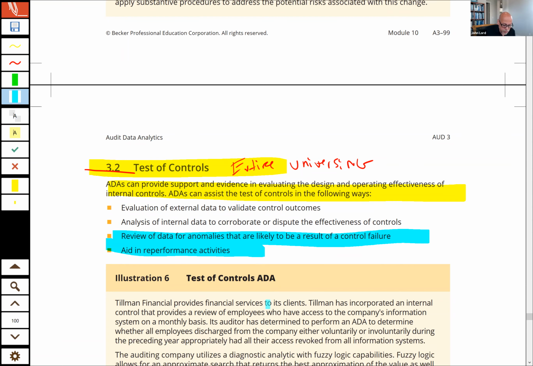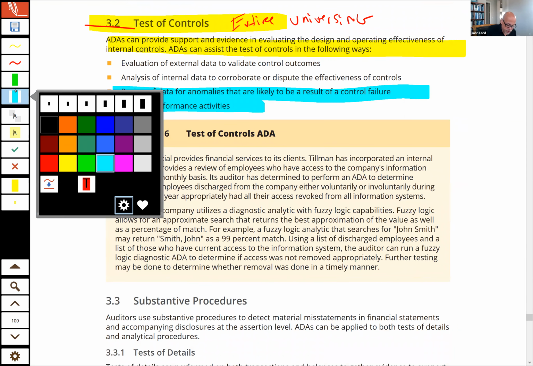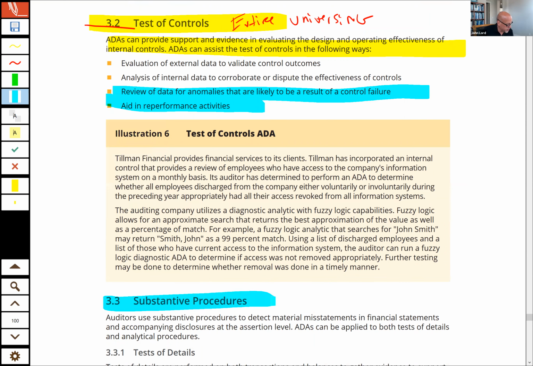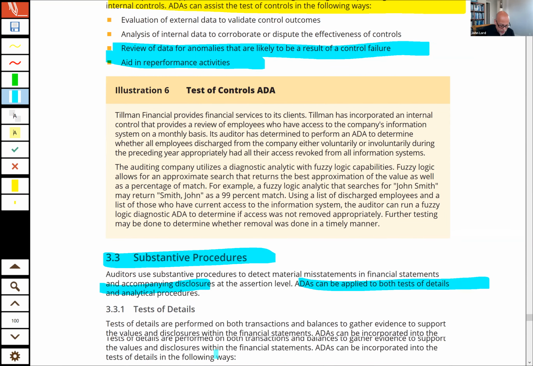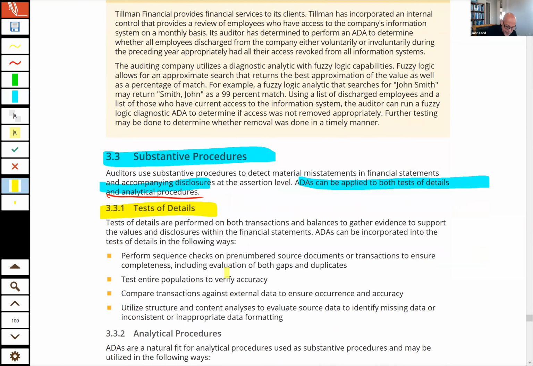Okay, and you can use it for your tests of controls. Again, they're not mentioning compliance testing here, but it could be used for that, even though they're not mentioning it. And probably the exam wouldn't ask you that. But then you could also use it for substantive procedures. And of course, the big one is the analytical procedures, right? We know that the data analytic software and whatnot is going to allow for that. But also you can use it as a test of details. And you can, again, test the entire population.